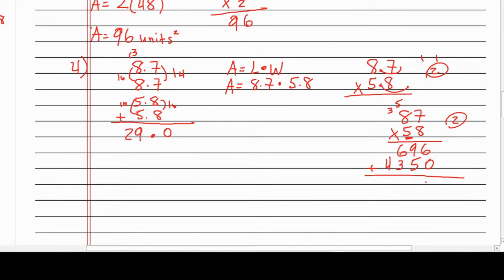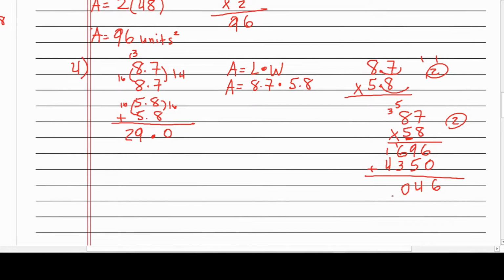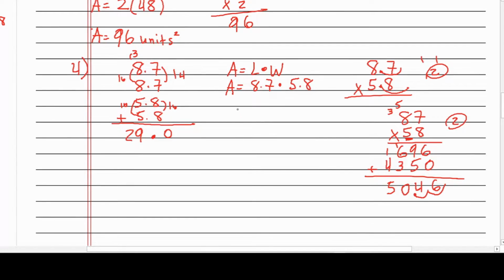Let's add. 0 plus 6 is 6. 9 plus 5 is 14, carry 1. 6 plus 3 is 9, plus 1 is 10, carry 1. 1 plus 4 is 5. Add your 2 decimals in, 1, 2.